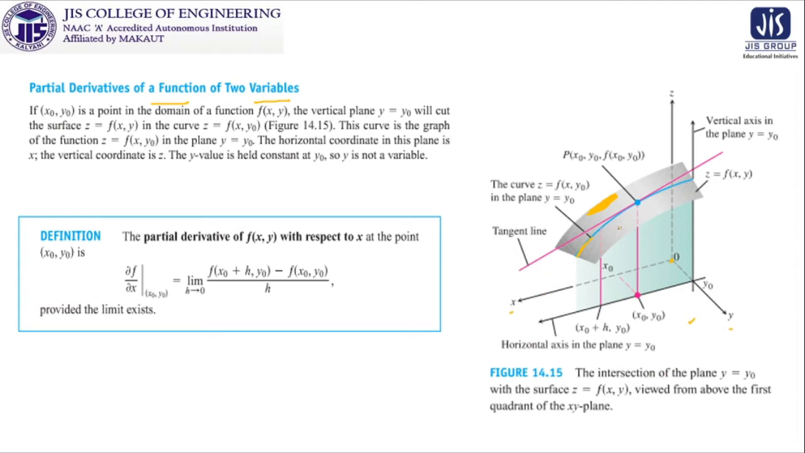Now the projection of f of (x0, y0), this point, this one is your (x0, y0), and it will be again on this blue line, which is nothing but the intersecting curve of the y equal to y0 plane with the z equal to f(x,y) surface. Now at this point, if you draw a tangent, this will be your tangent line, this one.